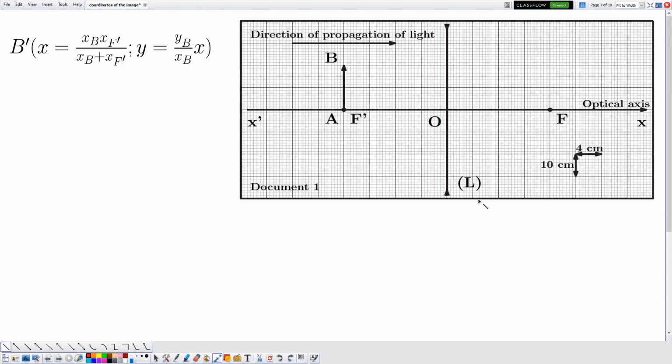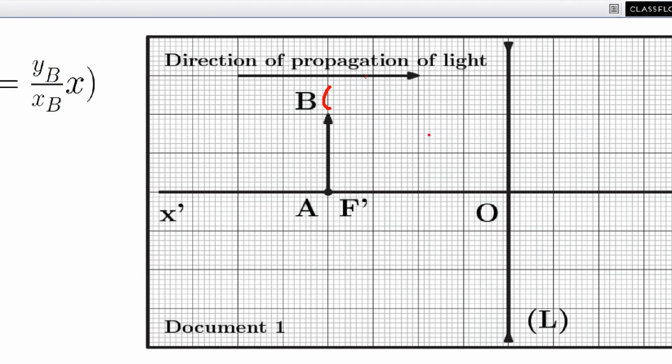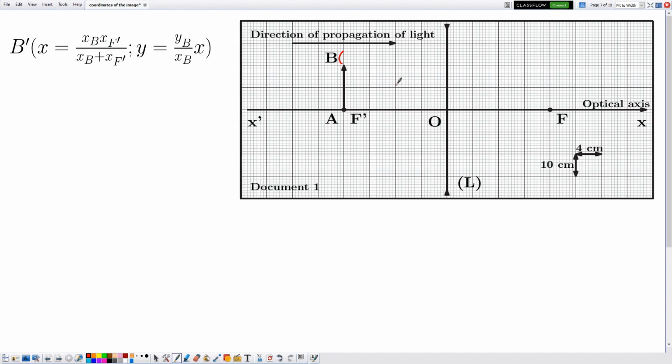So all of the previous examples were the cases of a converging lens. Now let's check that also this method works for a diverging lens. As usual, let's locate the coordinates of the point B and the point F prime. So the point B in this case, 1, 2, 3, 4, so minus 4 divisions and 2 divisions upward. And the point F prime 1, 2, 3, 4, minus 4, and because it's located on the x-axis, the ordinate will be 0.